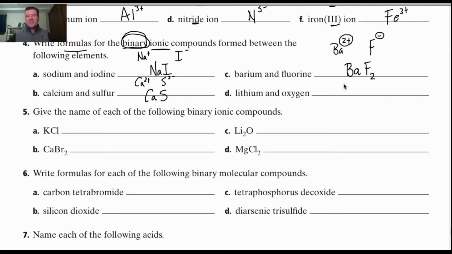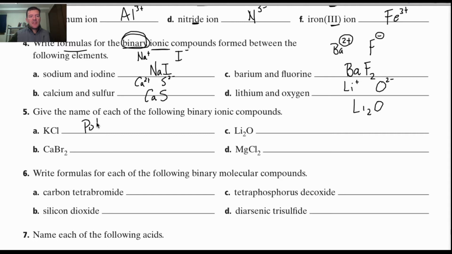Lithium and oxygen. Lithium is going to form a +1 ion. It's in group 1. Oxygen, 2 negative, is in group 16. When they come together, I'm going to need 2 lithiums to neutralize the 1 oxygen to make a total neutral atom here. So 2 and 1. Okay? All right, let's name these. I should be able to ask you to do either one. Give the formula or give me the name.